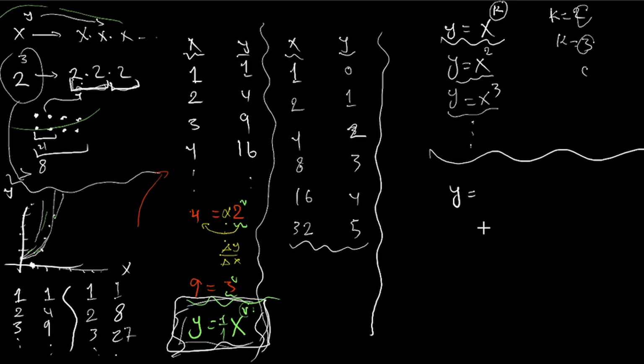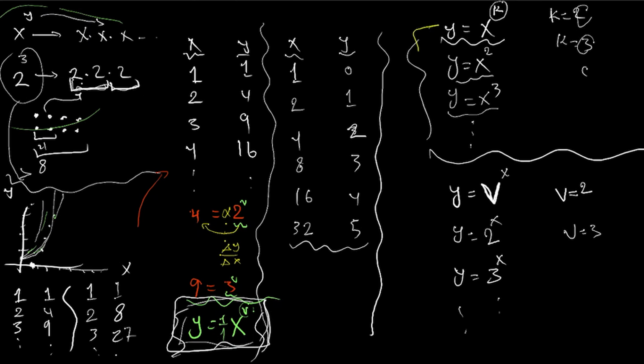Instead of fixing k, we're going to fix a value v, and then change the power as you like. If v is equal to 2, for example, this function becomes y equal to 2 to the power of x. How about if v is equal to 3? That means y becomes 3 to the power of x, and so on. So you see the difference between the two presentations. In the first case, the base was changeable but the power was fixed. In the other, we fixed the base and changed the power as much as we like.